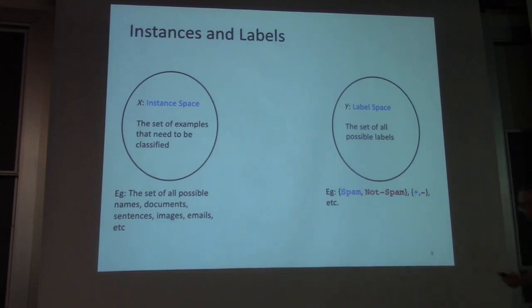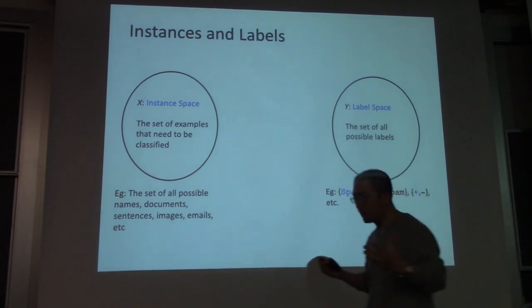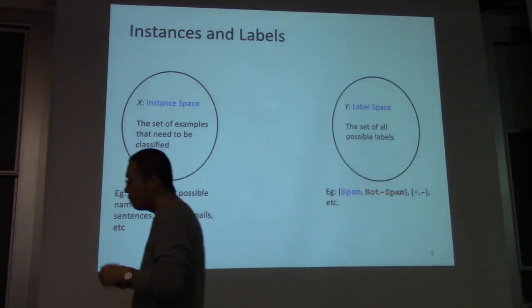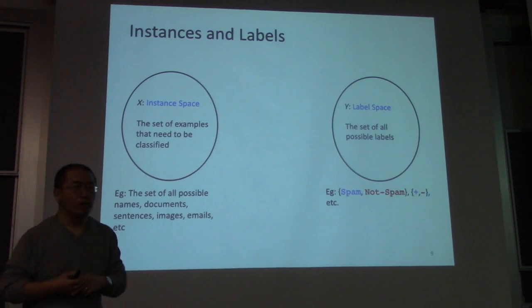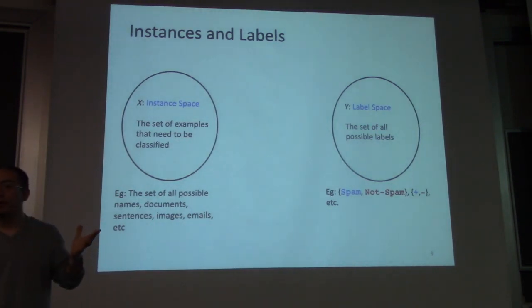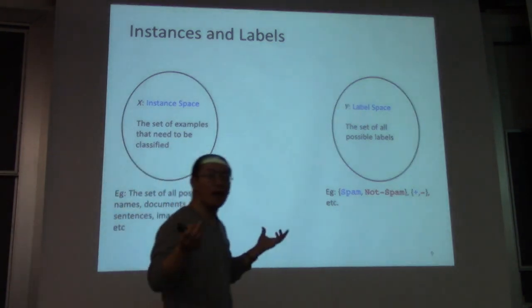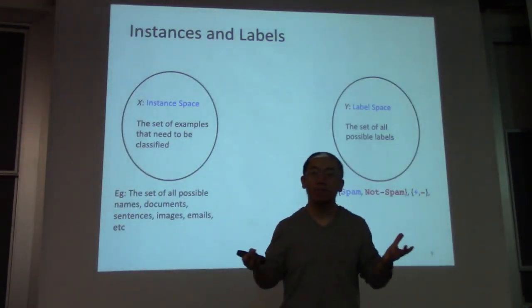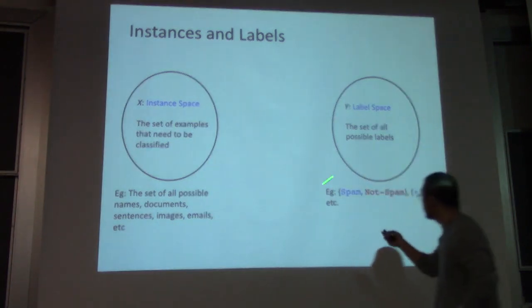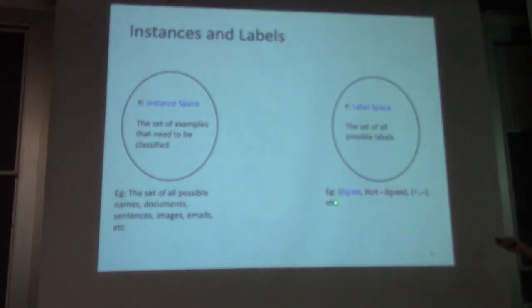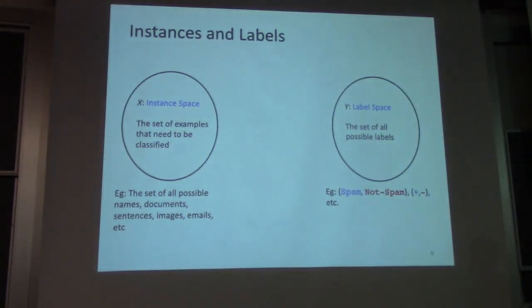Another example, if our task is to predict whether the email is a spam email or not, then what's the instance space? Yeah, all the possible emails, right? No matter whether they're really important emails or just spams, they're just in the instance space. But the label space is just binary, right? Spam or not spam.